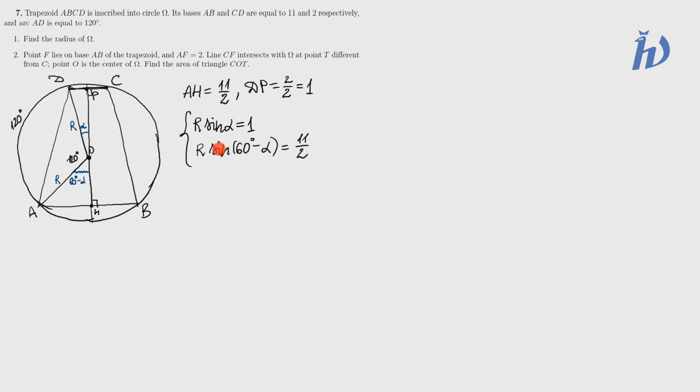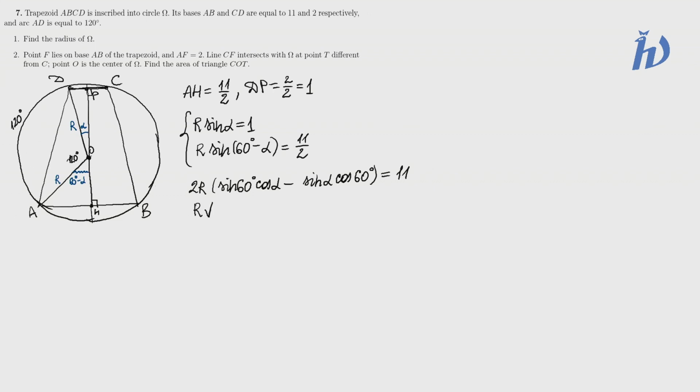I'm going to expand sine of 60 degrees minus alpha and multiply both sides of this equation by 2. So I'll get 2r times (sine of 60 degrees cosine of alpha minus sine of alpha cosine of 60 degrees) is equal to 11. Now remember the values of sine of 60 degrees and cosine of 60 degrees. So I expand the left side and substitute these values instead of the sine and the cosine.